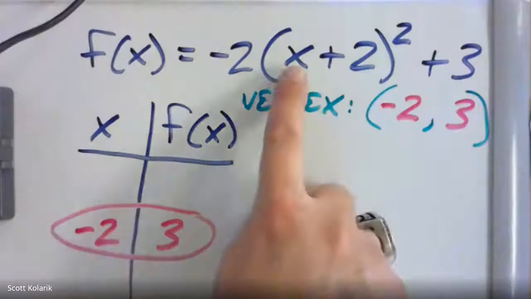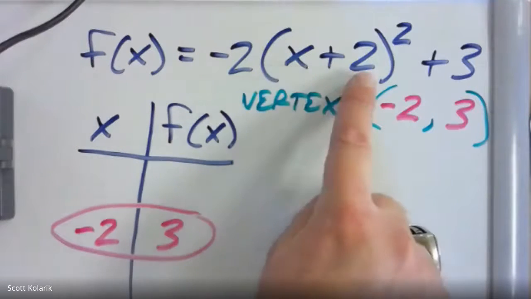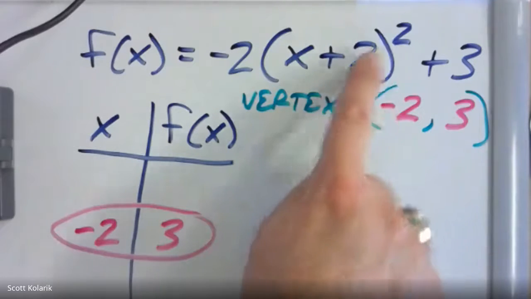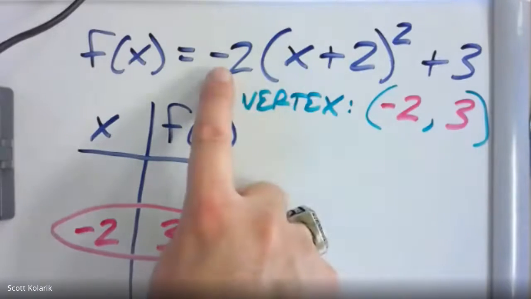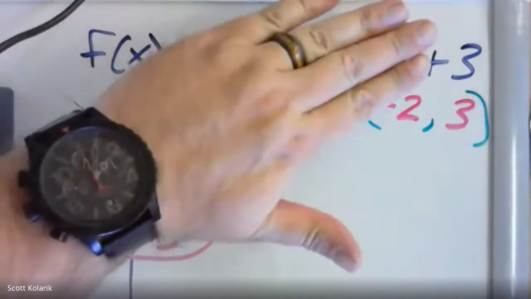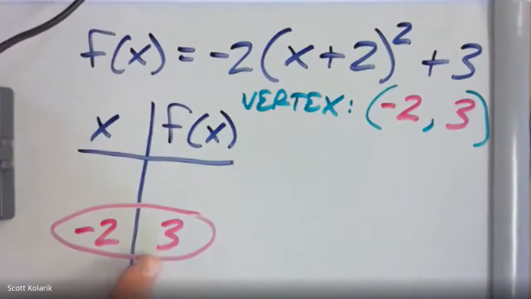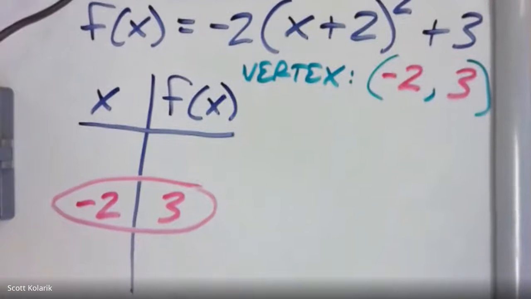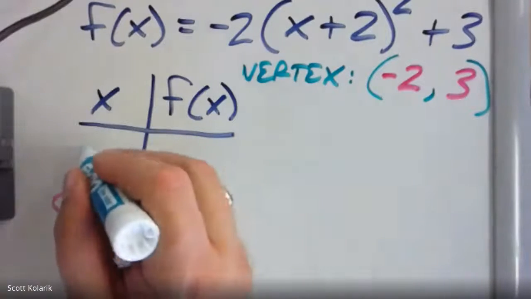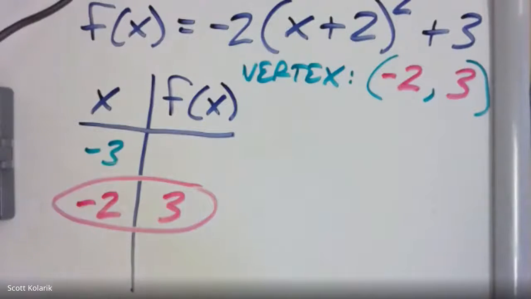If I were to plug -2 in here, -2 plus 2 is 0. 0 squared is still 0. That 0 times -2 is 0. Basically, all that goes away, and then look what I'm left with, +3. So that was confirmed anyway. There's my H and K. I could have just done that. So now on my XY table, I just pick a value less than -2, or a value left graphically, like say -3, and a value greater than, or to the right visually, so that'd be like -1.